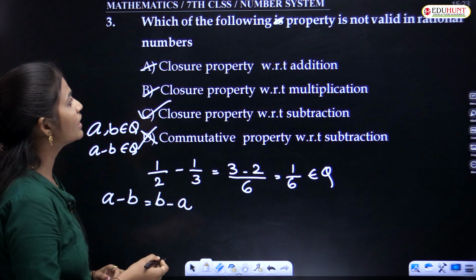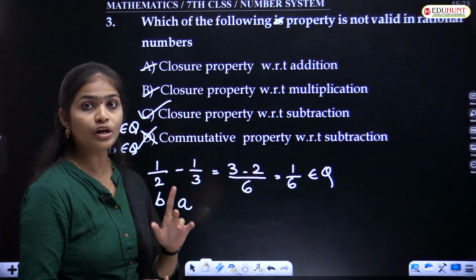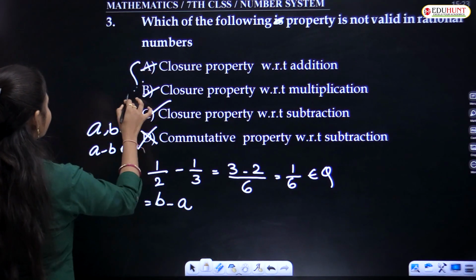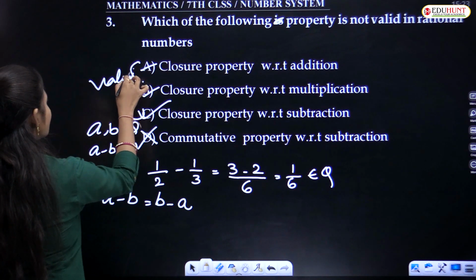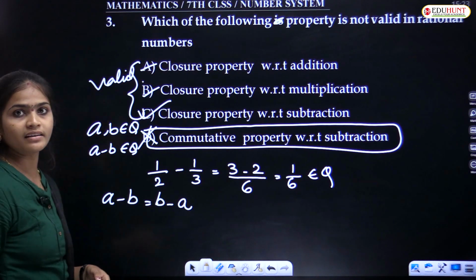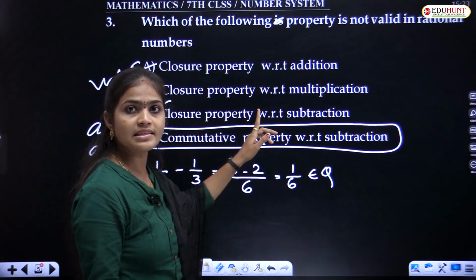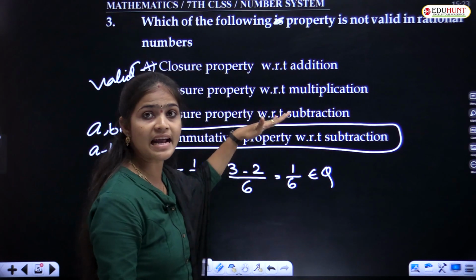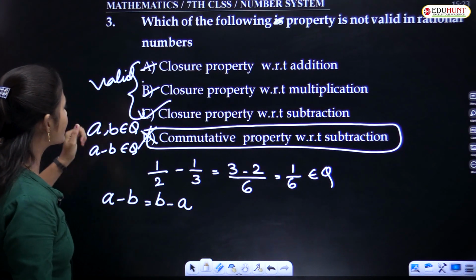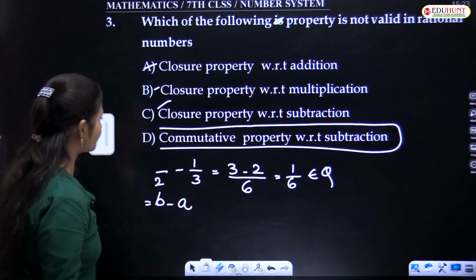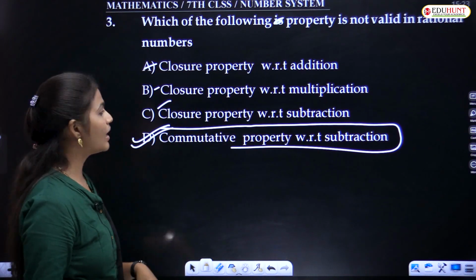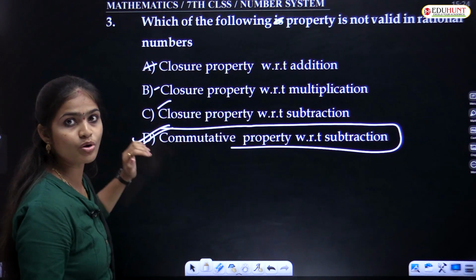In the question, they are asking which is not valid. These three are valid. Valid means satisfying, so which one is not satisfying? Option D is not satisfying. Read the question once again: they are not asking which properties are satisfied, but which one is not valid, meaning not satisfying. So the answer here is option D, because these three are satisfying and only D is not satisfying.